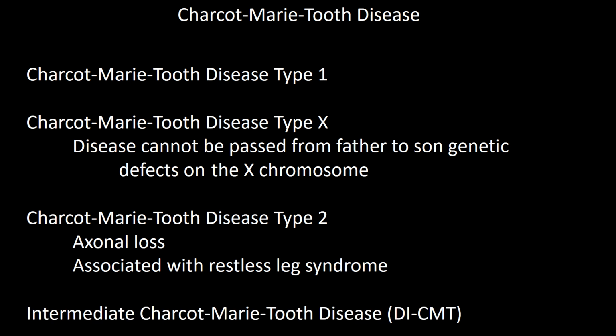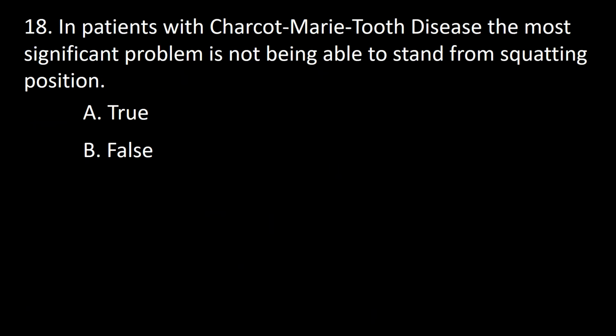There is also an intermediate form of CMT. It is called intermediate because the amplitude of the compound potential is as affected as nerve conduction, so it is hard to say if the condition is due to axonal loss or demyelination. So the answer to this question is B, false.